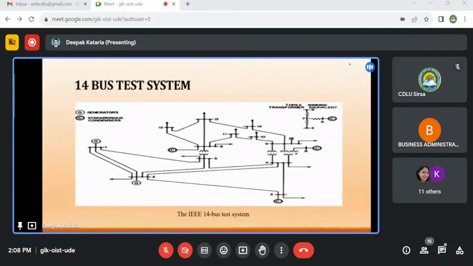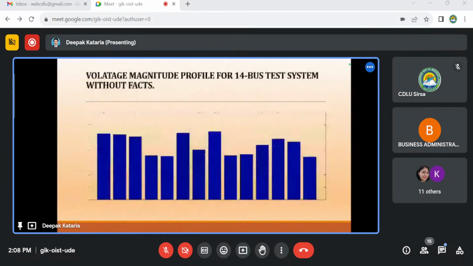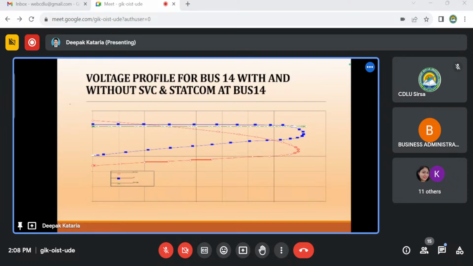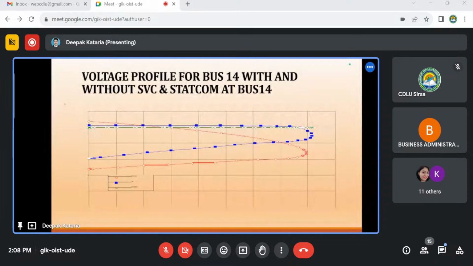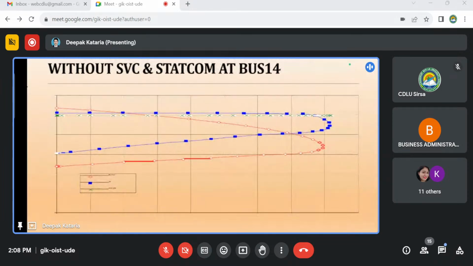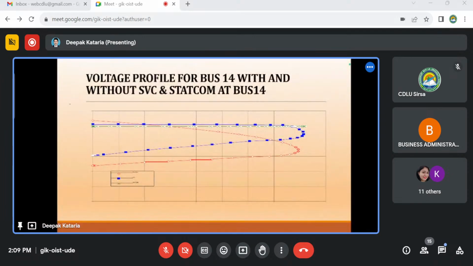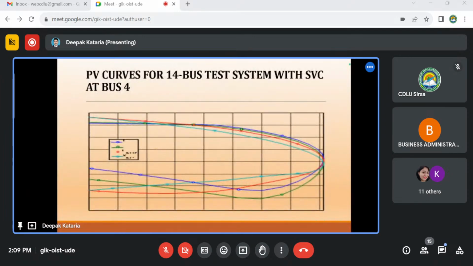I have taken this 14 bus test system for comparison here. And these are the 14 bus tests without FACTS, voltage magnitude profile for 14 bus starting from 1 to 14, where we can see that the voltage levels are different at all buses. And voltage profile for 14 bus with and without SVC and STATCOM at bus 14 are represented here with blue and red curves. A PV curve for the 14 test bus system with SVC at bus 4. I have considered bus 4.